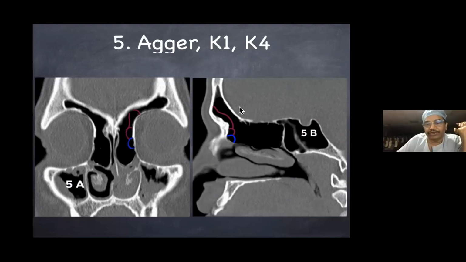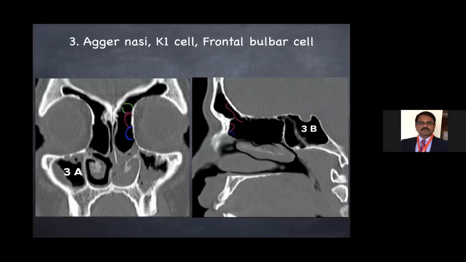If it goes beyond 50% of the height of the frontal sinus, we call it a K4 cell, and a K4 cell gives the appearance like this. So a sagittal study helps me understand the frontal recess. Another thing is that this K4 cell pushes the frontal sinus drainage path posteriorly, whereas a frontal bulla cell pushes the frontal drainage path anteriorly.